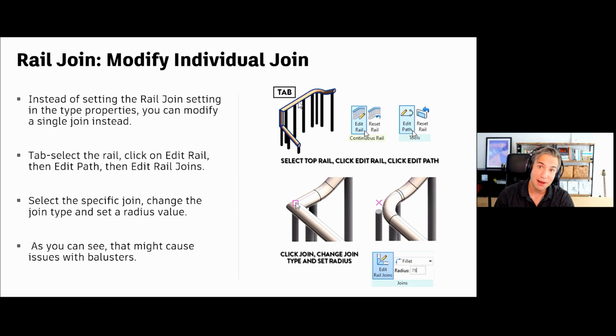So if you tab, select the top rail or handrail, click on edit rail, edit path, and then edit rail joins. So quite a long way to get there. Edit rail, edit path, and then edit rail joins. And then you should see the snap icons like this. And in the options bar, you have access. You can change the style. In this case, we change it to fillet, and you can set any radius value you want, like in this example. So that is for individual joins instead of affecting the whole railing. As you can see, you might have issues with balusters though.